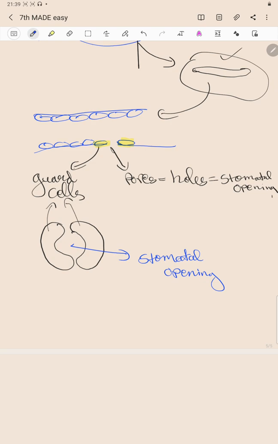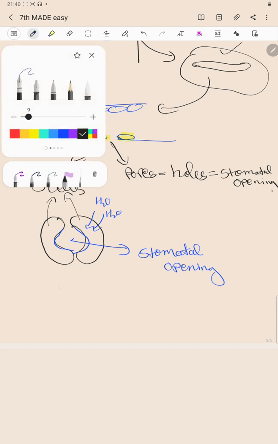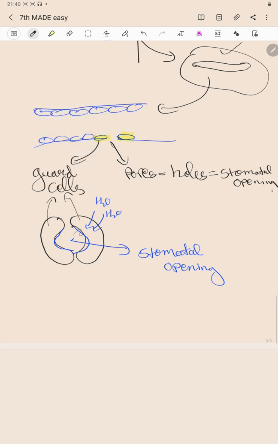This is extra information. These pores are open only when the guard cells have a lot of water and are rigid and turgid. It means that when water fills up the guard cells, they become swollen, and then this section opens. Otherwise, when the plant is really dry, water is also lost through this stomatal opening as transpiration. You'll learn that later on.